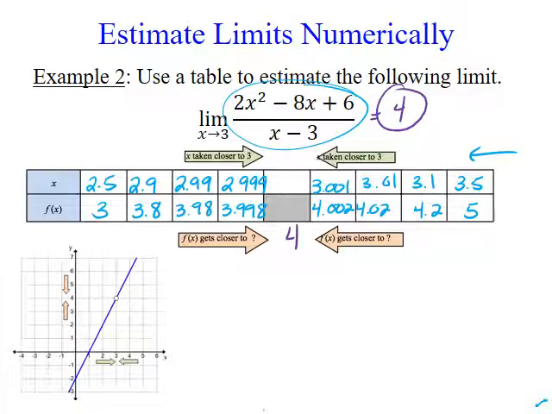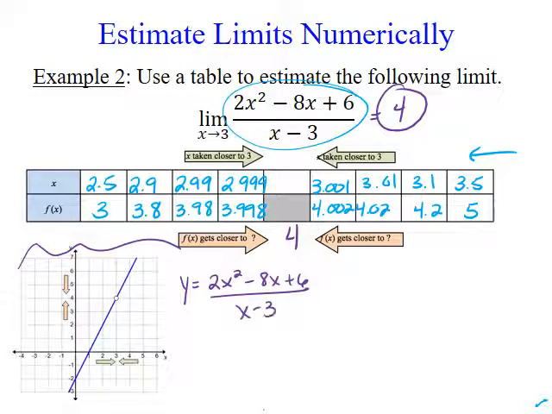Now let's analyze this a little bit closer. The graph of this function is given to us right here. And I want you to notice that this graph is the exact same thing as the graph in the previous problem. However, we have a hole. So what I want you to do is take a look at this function, and let's see if we can simplify this at all.